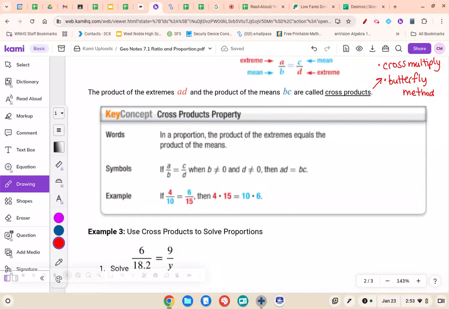So, cross product here. Cross product property. In a proportion, the product of the extremes equals the product of the means. You multiply on the diagonal. As long as b does not equal 0 and d does not equal 0, then these equal each other. So in this case, you take 4 times 15, 10 times 6, they both end up equaling 60.